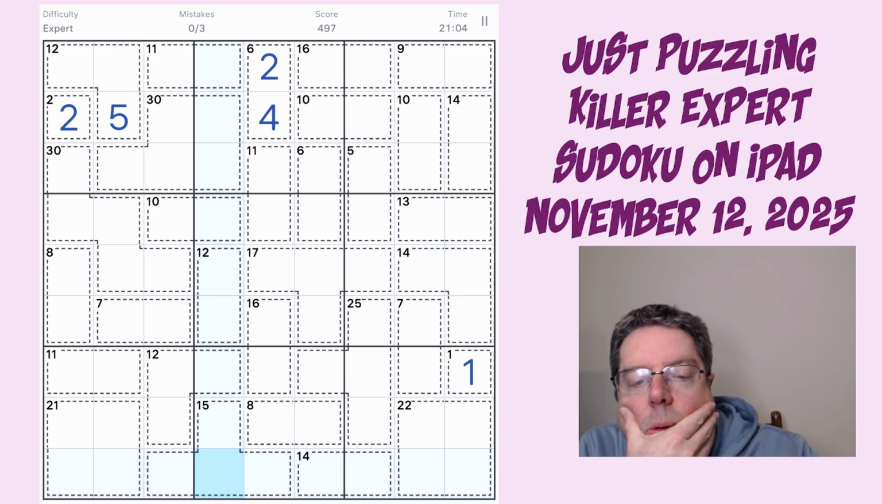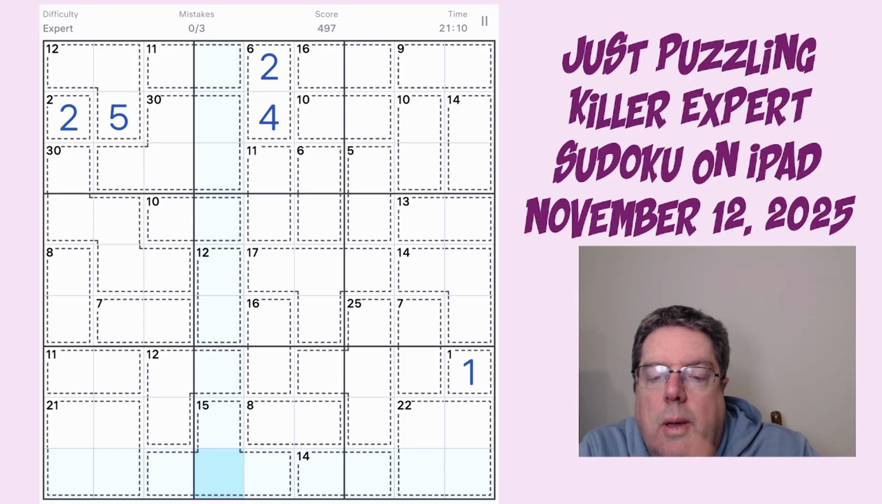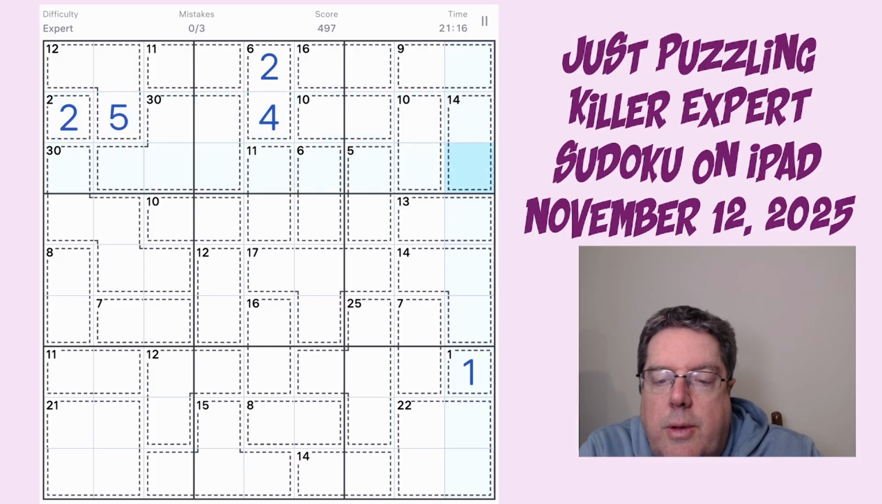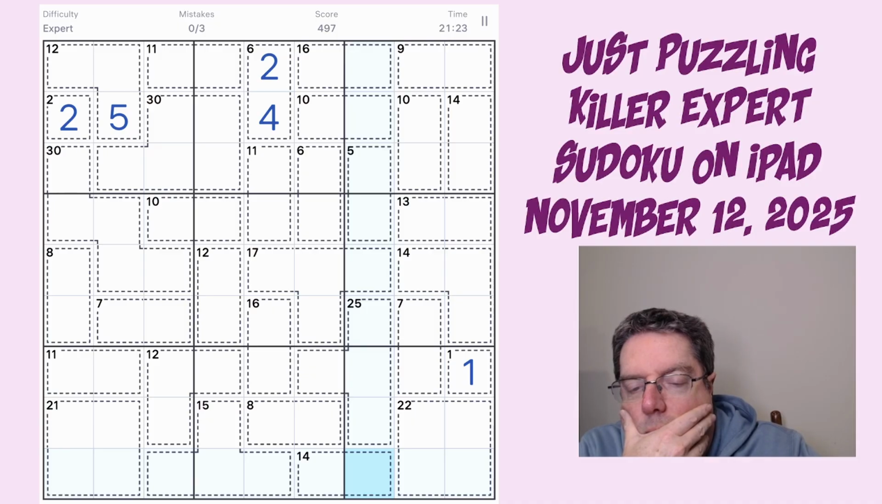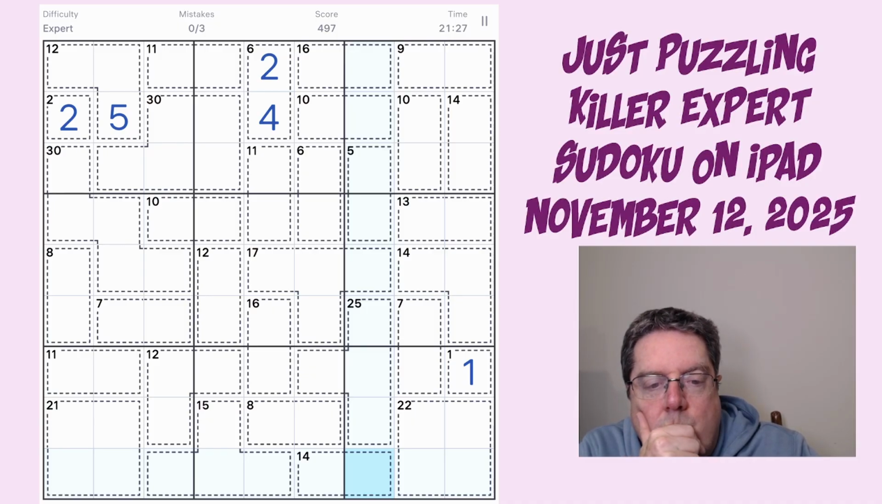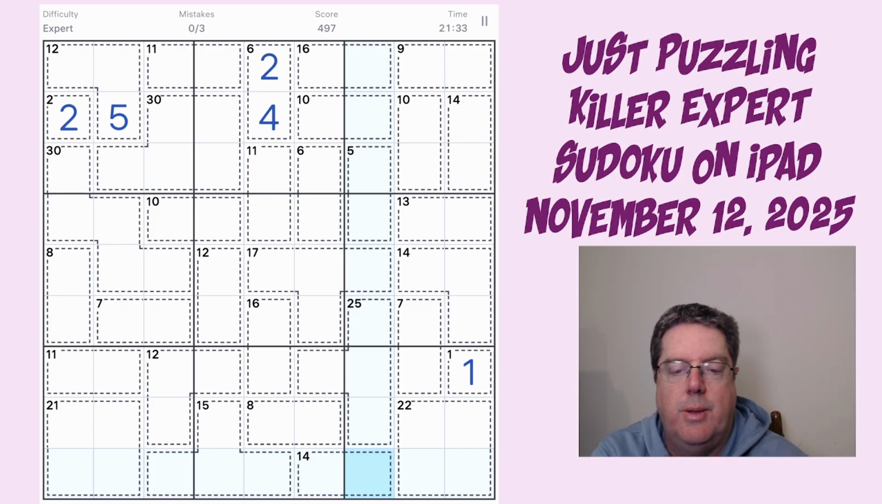Too many numbers. 14. 5 can only be there or there. So, okay, let's assume that. So where's the 5? 5 can be there, 5 can be there, 5 can be there. 8, 5. Definitely a challenge, this puzzle. 21 minutes and I am nowhere.